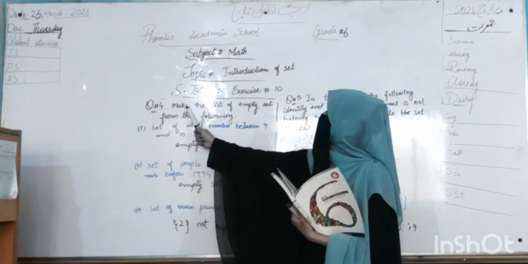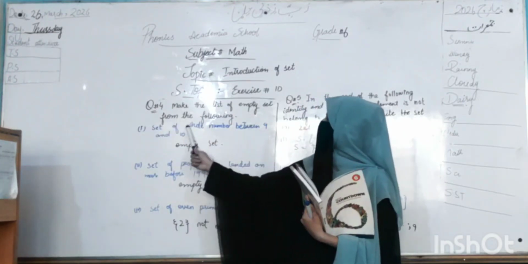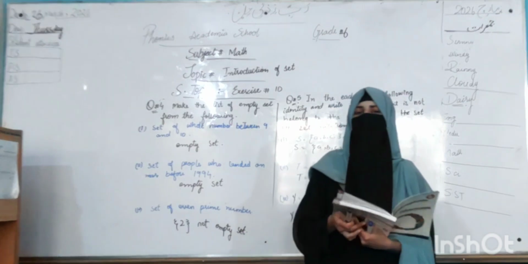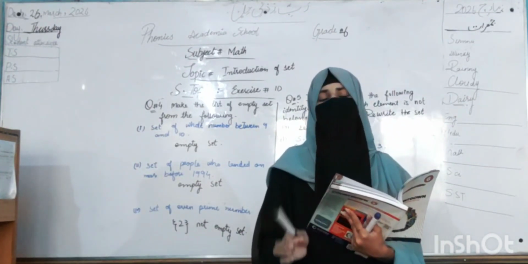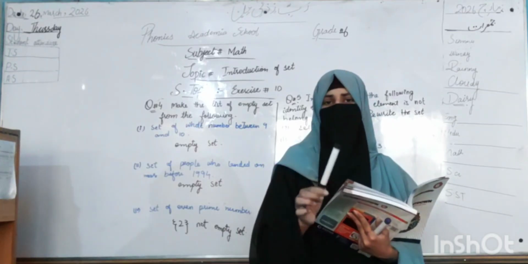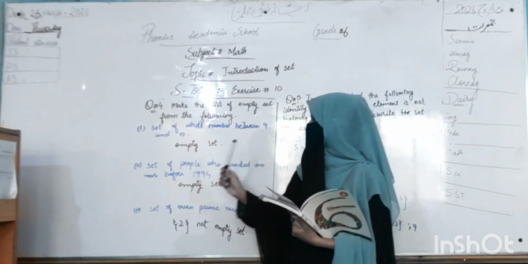Question number 4, make the list of empty sets from the following. Part 1, set of the whole numbers between 9 and 10. So students, you know that after 9 comes 10, so there is no element between them, 9 or 10. So it's an empty set.